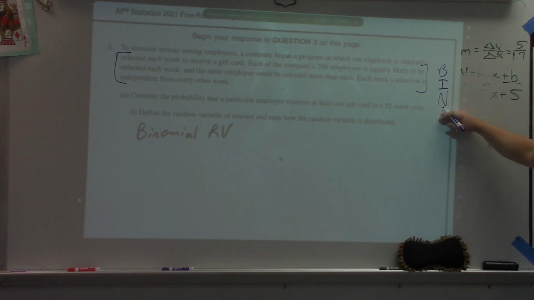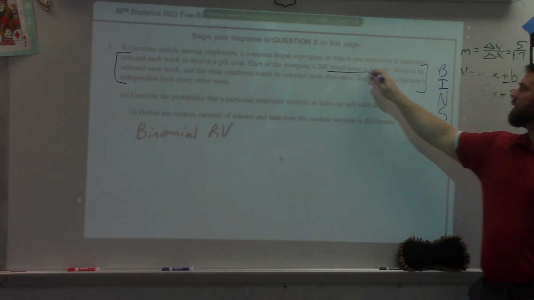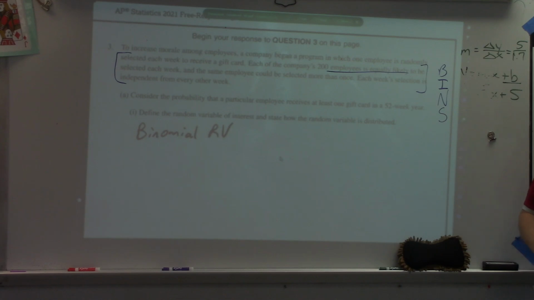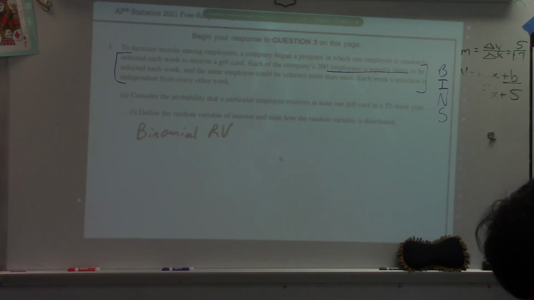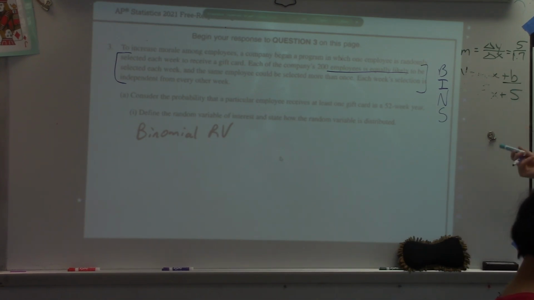It's a fixed number of trials, right? There's 52 weeks in a year, and the same probability each time, right? That's the idea of it being equally likely to be selected each week. And the same employee can be selected more than once, so same probability every time. What I will say is this: when I start thinking, hey, is it binomial, writing out bins and checking bins is a good idea. So when we say define the random variable of interest and state how the random variable is distributed, bins, checked it.